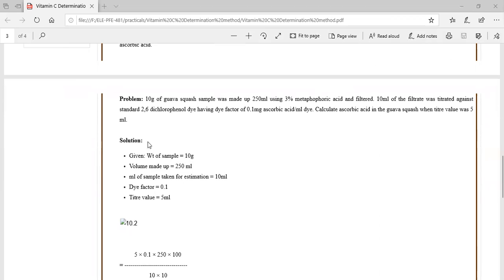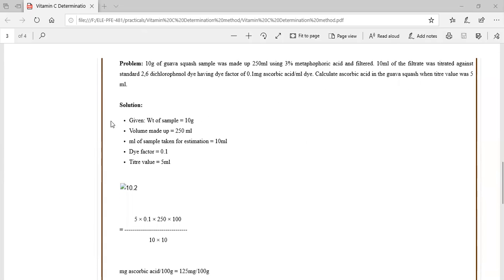Suppose an example has been given: 10 gram of a squash sample was made up to 250 ml using 3% metaphosphoric acid, and it is filtered. 10 ml of the filtrate was titrated against the standard 2,6 dichlorophenol indophenol dye, which has a dye factor of 0.1 milligram ascorbic acid per ml of the dye. You will calculate the ascorbic acid in the given squash, whose titer value was 5 ml.